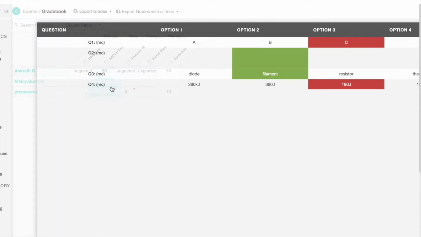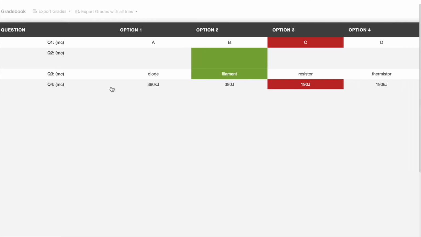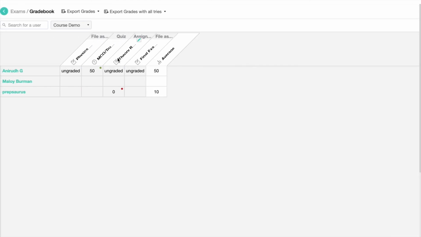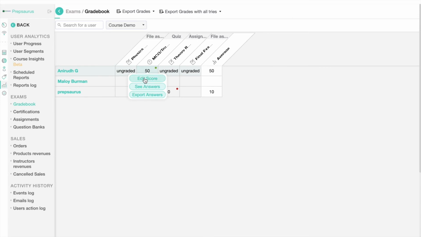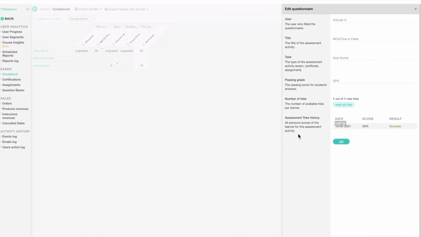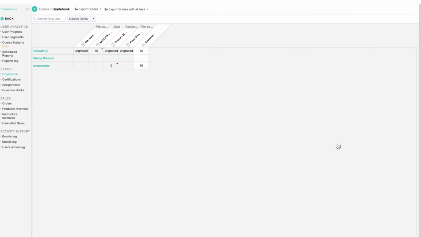If you want to see in more detail what are the options that were given, what were the answers that were given by each student, the instructor has that feature. The instructor also has a feature to edit the score. For example, if the score is incorrect or if the score is not up to the mark, then the instructor can edit the score and say, look, instead of 50, you have now obtained 75%.